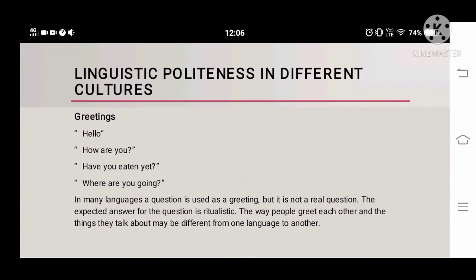The first is greetings, such as "Hello," "How are you?" "Have you eaten yet?" and "Where are you going?" are examples of greetings. A greeting is a way of being polite or friendly to someone. In many languages, a question is used as a greeting, but it is not a real question. It means the expected answer to the question is ritualistic. The way people greet each other and the things they talk about may be different from one language to another.